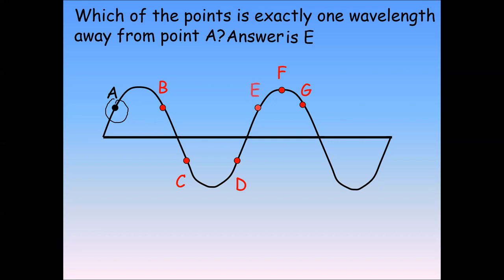So the answer is E. E is actually one complete wavelength apart. When you check E, this is one complete wavelength, because here we started the wave and then we completed it, and then again from the same point a new wave started. That's why E is the right answer for this.